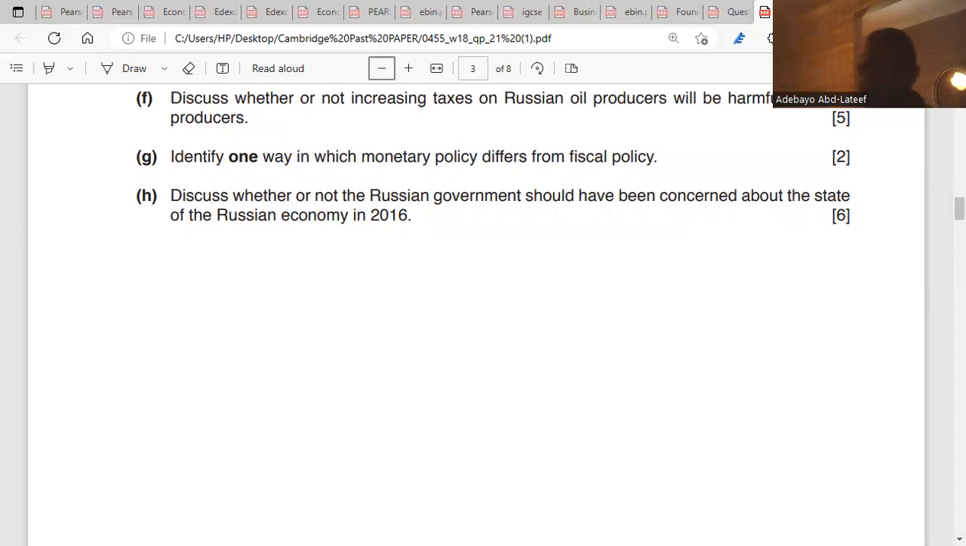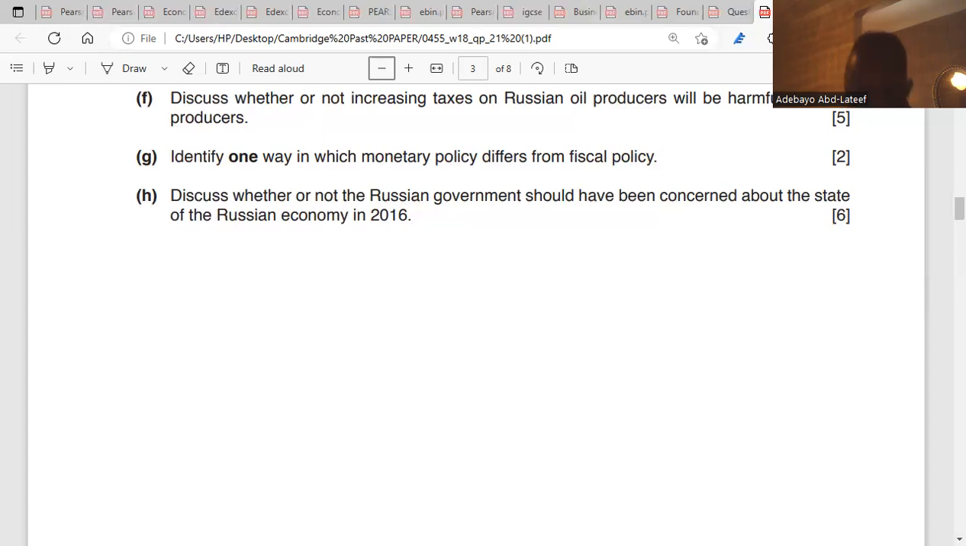We go to H. They said, discuss whether or not the Russian government should have been concerned about the state of the Russian economy in 2016. Yes, they should. Why? Because, one, based on the case study, it said Russia already is witnessing a negative economic situation. Russia is witnessing a decline in their economy.